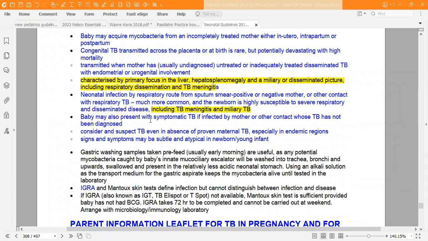A baby may also present with symptomatic TB if infected by a mother or other contact whose TB hasn't been diagnosed. Consider unsuspected TB even in the absence of proven maternal TB, especially in endemic regions. Signs and symptoms may be subtle and atypical in a newborn or young infant.